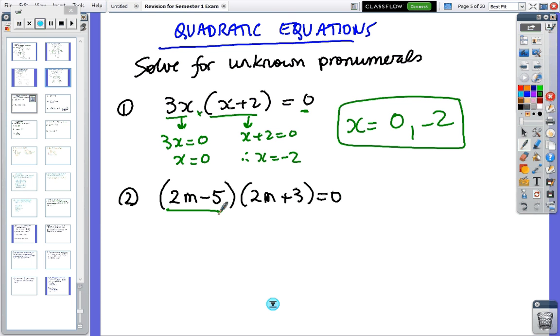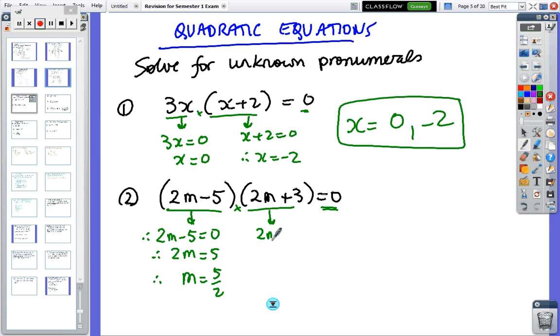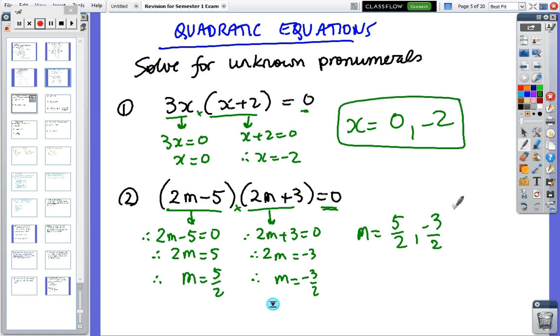Okay, we've got 2 numbers multiplying to give 0. So that means that the first equals 0. So 2m equals 5, m equals 5 on 2. Or the second one is 0, so 2m plus 3 equals 0. 2m equals minus 3. m equals minus 3 on 2. So our answers are 5 on 2 and minus 3 on 2.